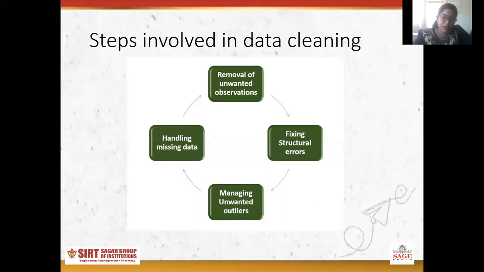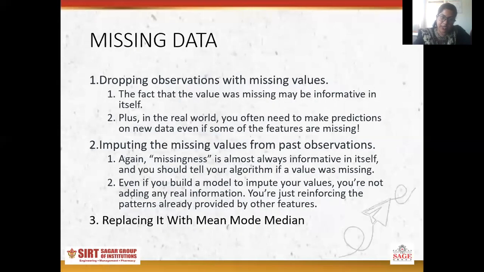What will we do if we have no data or the specific tuple is empty? We need to handle that. In the upcoming slides, we'll see how we deal with all these four types of challenges specifically. The first one is missing data.